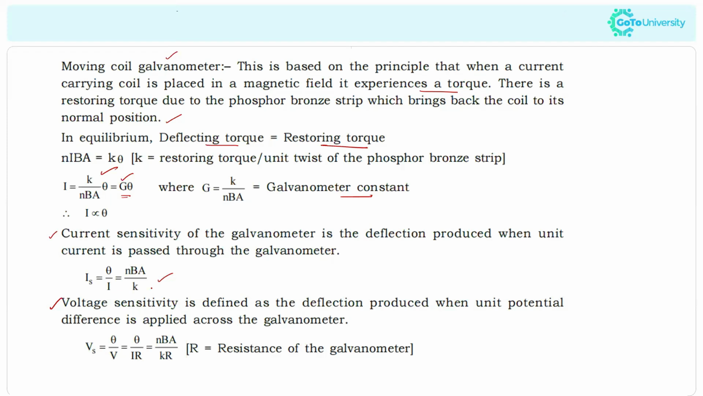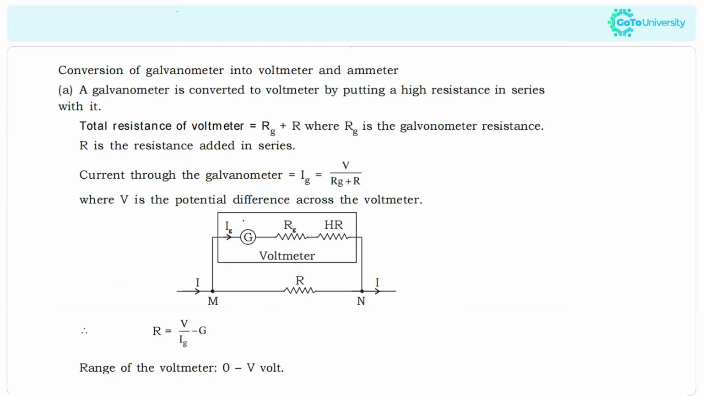Similarly, the voltage sensitivity is defined as the deflection produced when a unit potential difference is applied across the galvanometer, which will be calculated using the formula NBA divided by KR. Right? Now, we are going to study how to convert the galvanometer into a voltmeter and an ammeter. It's known that a galvanometer is a device which is used to check whether the circuit is having current or not. Now we are going to convert that into a voltmeter and an ammeter.